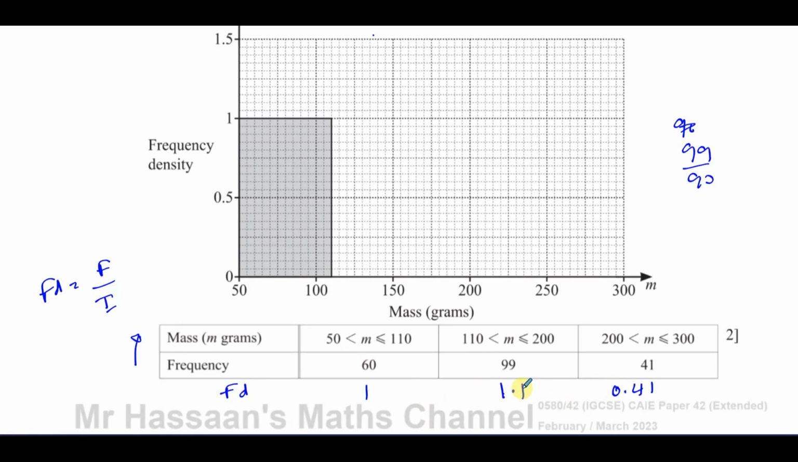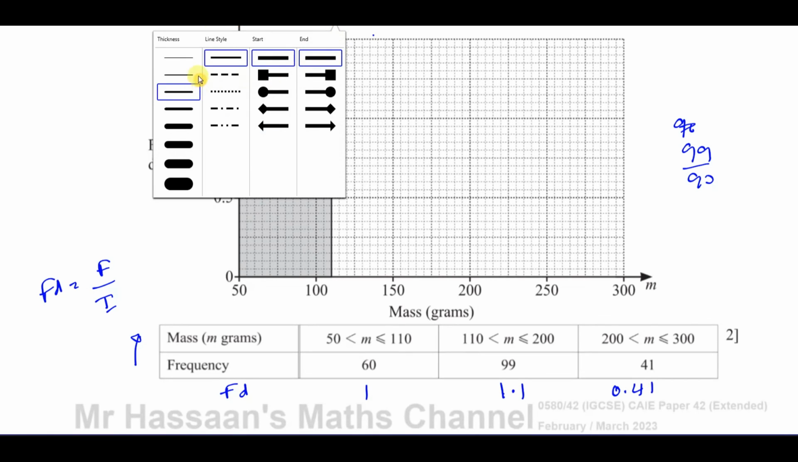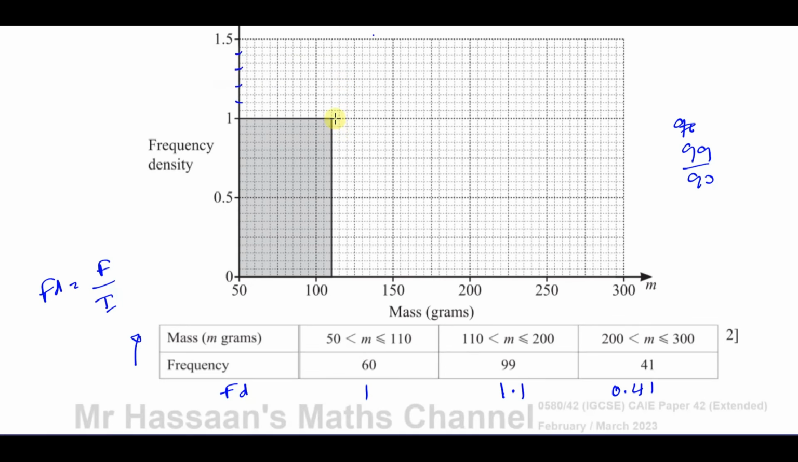So 1.1 is how high this goes. As you can see, that's going to be 1.1, 1.2, 1.3, 1.4, 1.5. So 1.1 is 2 small squares above 1. So we can draw that, from there up to 200. Let me complete this. All right, so that's the first part, up to 1.1. And the second one goes up to 0.41, all the way to 300.